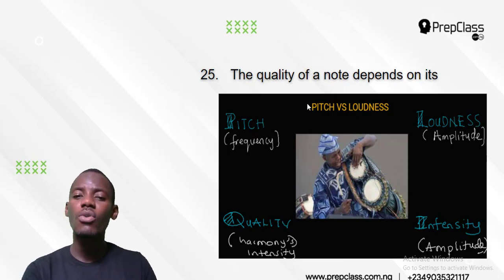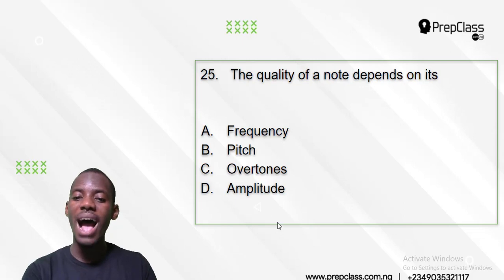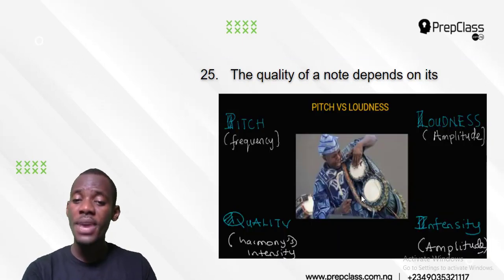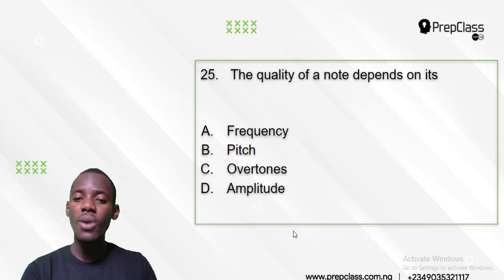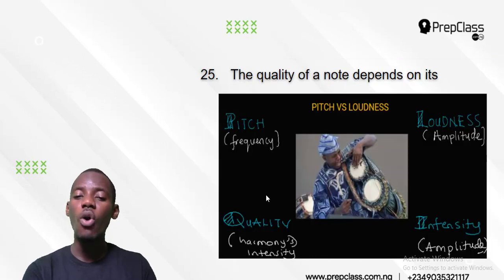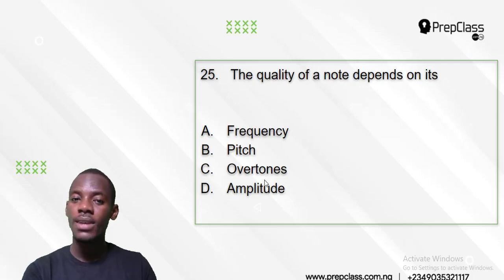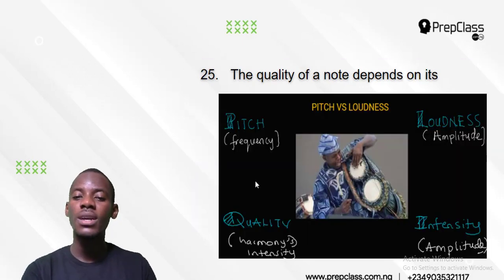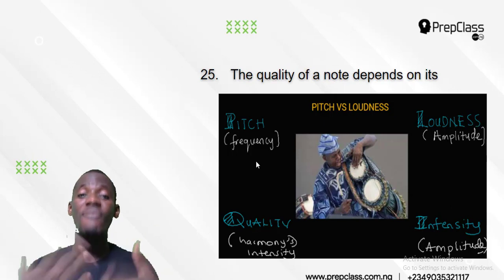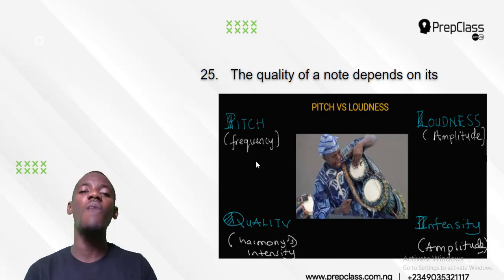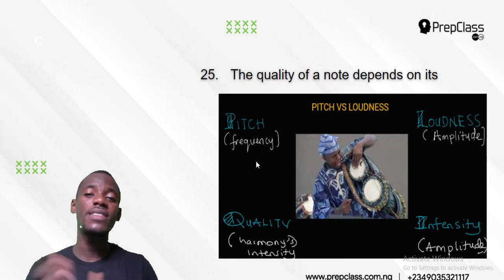Now, what determines the quality of the sound? The quality depends on harmony. In the options, we don't have harmony, but we have frequency, pitch, overtone, and amplitude. The word overtone means harmony. Harmony affects quality. The harmony of the drum affects the quality of the sound.